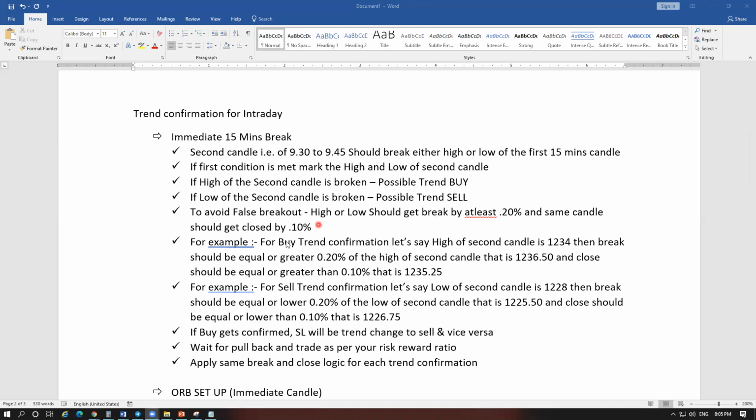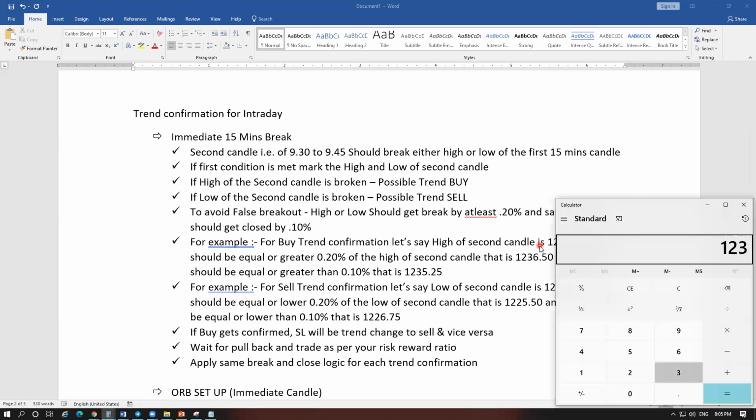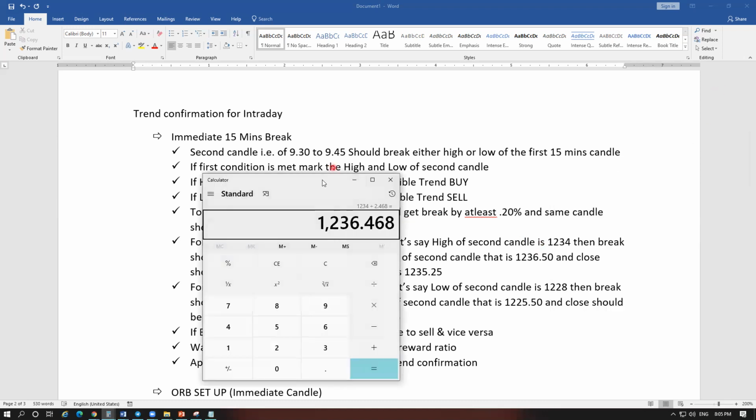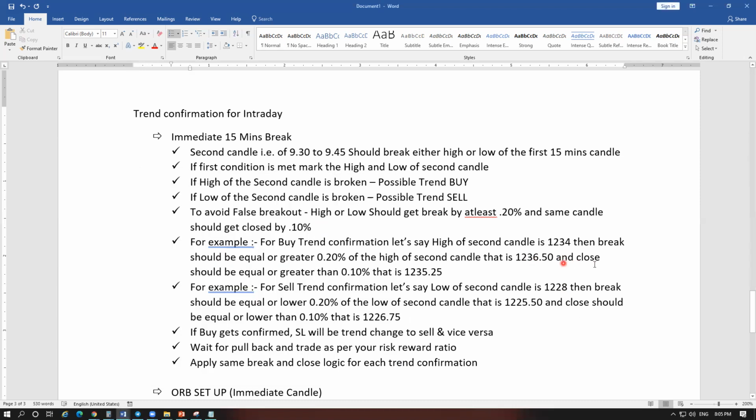What does this mean? For example, for buy trend confirmation, let's say the high of the second candle is 1234, then the break should be equal or greater than 0.20%. So how do we calculate 0.20%? Simple, 1234 plus 0.20%, enter. You can see 1236.50. I have made this a round figure, and the close should be equal or greater than 0.10%, that is 1235.25.